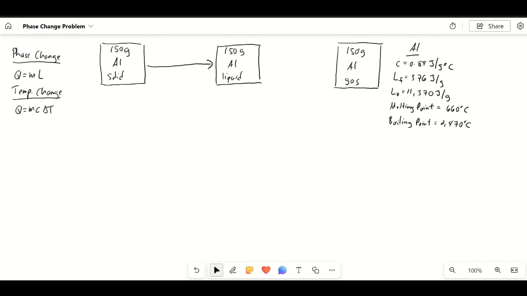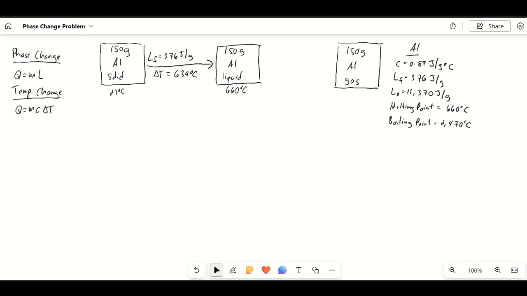In this case, because we're going from a solid to a liquid, we need our heat of fusion, which is 376 joules per gram. And we're starting at room temperature, right? So room temperature would be 21 degrees Celsius. And then in order to melt, we have to go to 660 degrees Celsius. So from here to here, we have a temperature change of 639 degrees Celsius.